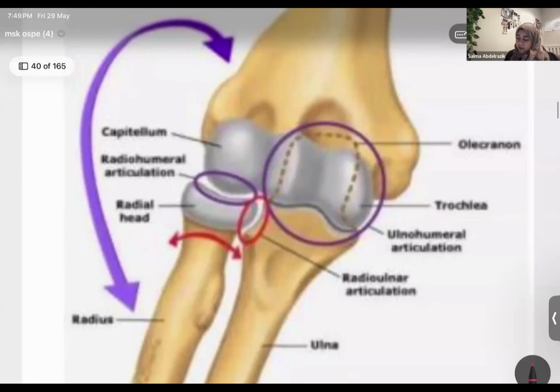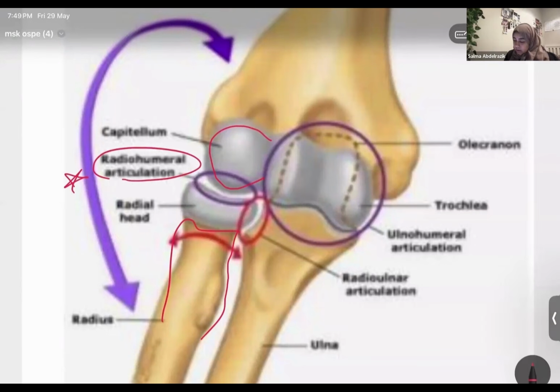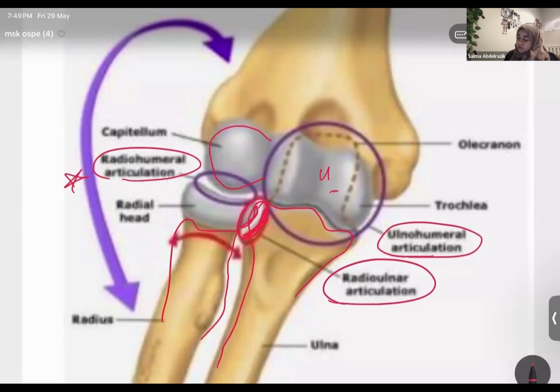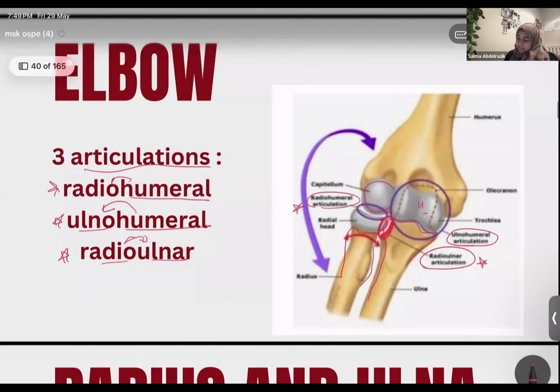Let's point it out here. We have here the capitulum, and this is the radius, like we said, right? So this part is the radiohumeral articulation. This is the trochlea, which meets the ulna, so it's over here. The ulna is bigger, by the way. So it will be the ulnohumeral articulation. And finally, between the radius and the ulna, we have the radioulnar articulation. Cool?